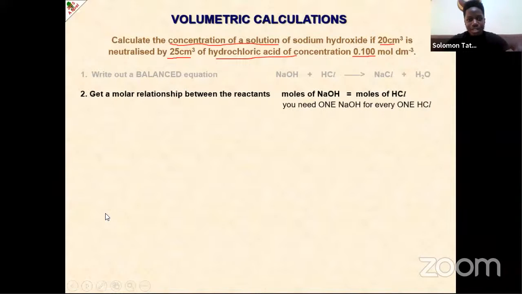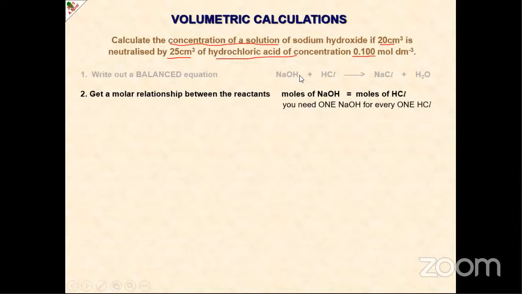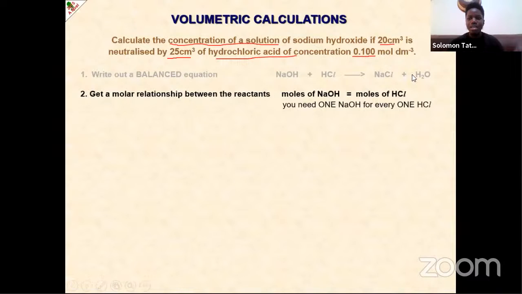Okay, after balancing your equation, which is already balanced, then get the molar relationship between the reactants, which is the mole ratio Faith has talked about. So here the mole ratio will be: moles of sodium hydroxide are equivalent to the moles of HCl that react. So the mole ratio is 1 to 1, okay? Meaning 1 mole of sodium hydroxide reacts with 1 mole of HCl, because when we balanced, we saw only ones, so the mole ratio is 1 to 1.